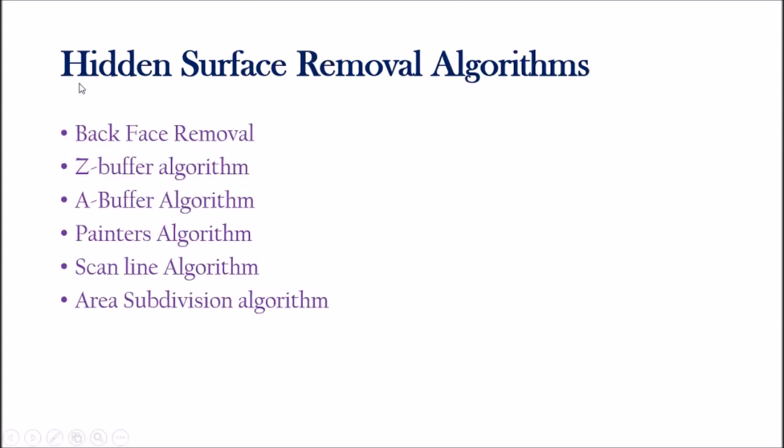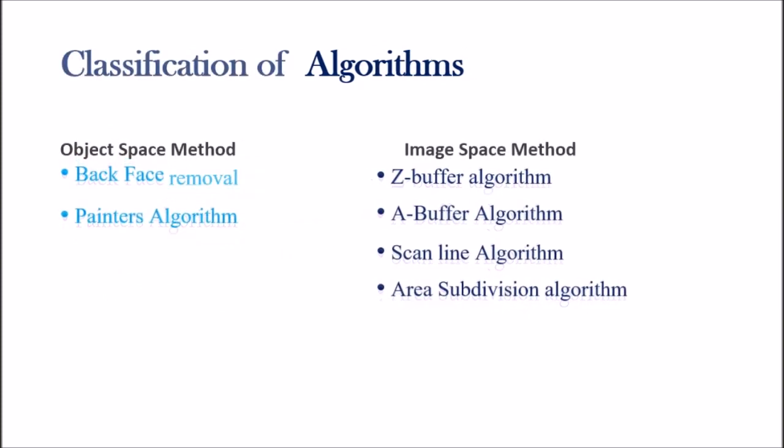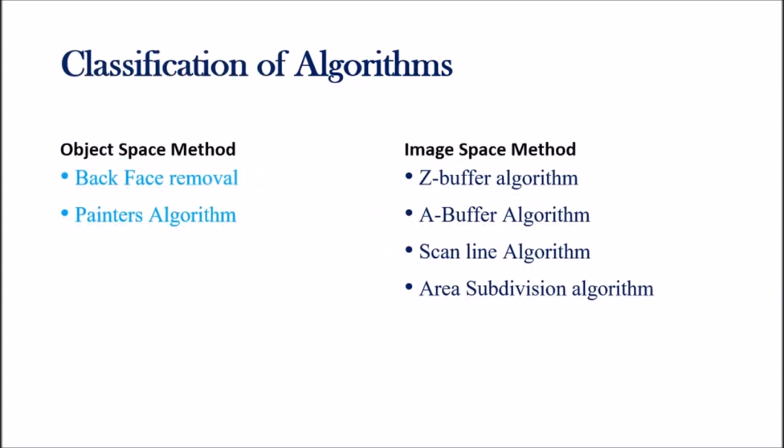Now, among the hidden surface removal algorithms, we have discussed many algorithms: backface removal, Z buffer, A buffer algorithm, Painter's algorithm, scanline algorithm, and area subdivision algorithm. Now we can classify these algorithms into image space methods and object space methods. Object space methods are backface removal and Painter's algorithm. Image space methods are Z buffer, A buffer, scanline, and area subdivision algorithms.